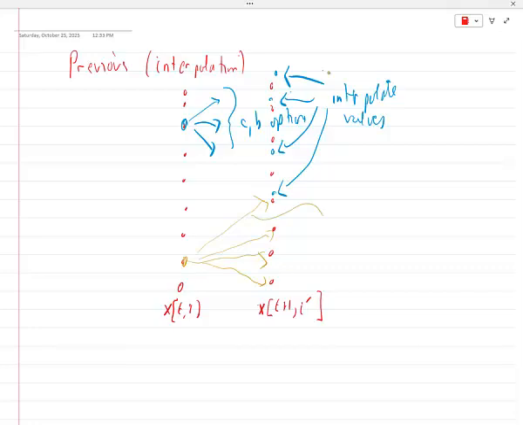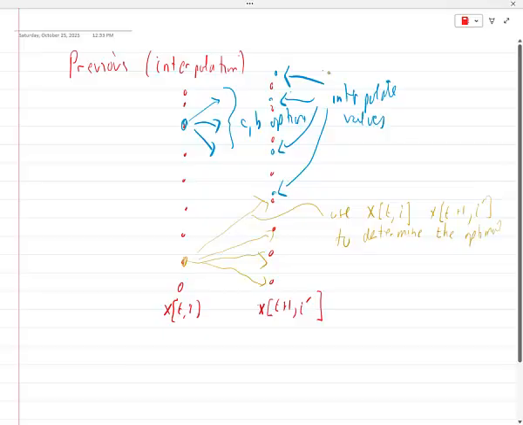Now, for this particular transition, I'll use x of t i and x of t plus 1 i prime to determine the optimal C and B for this transition. So I don't need to try different values of C and B. If I just know the transition, I'll use the transition to determine the C and B for me.